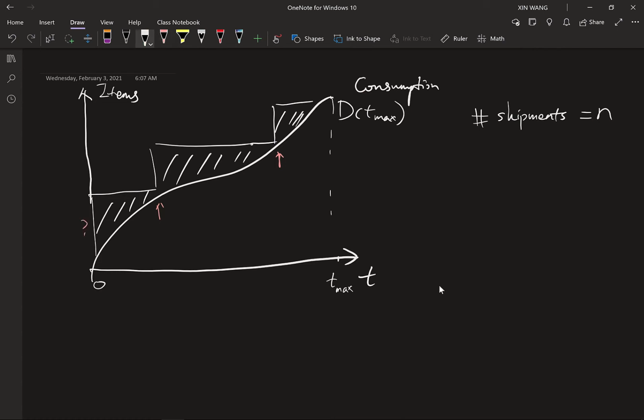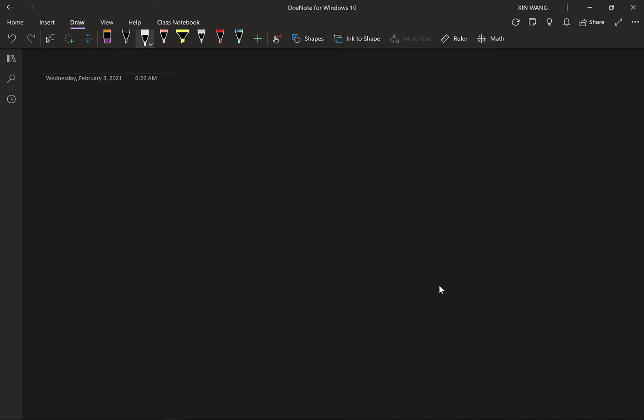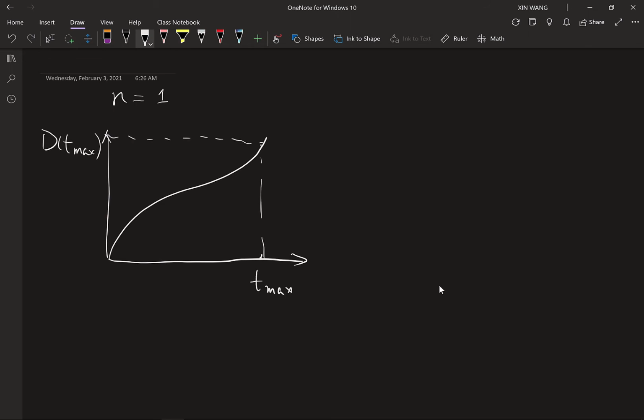Now let's see how we should optimize the dispatching decision. First, let's consider the simplest case, when we only need one dispatch. This case is kind of trivial. We know this demand curve. Because we only need one dispatch, our dispatch has to be at the beginning, and the order should satisfy the entire demand. Then we can calculate the shaded area, which is our objective.